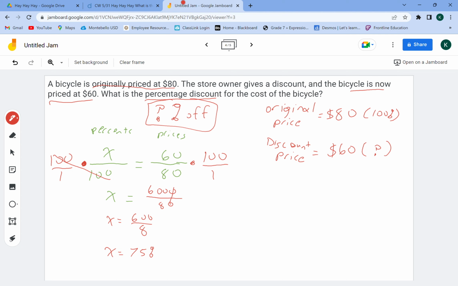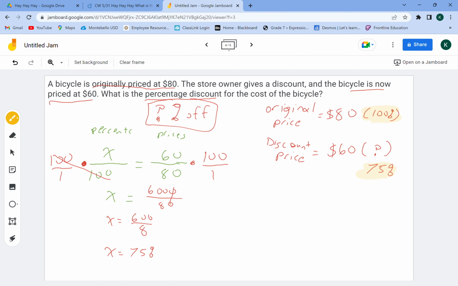So this represents here is 75%. But if you take a look at the question, it's asking what is the percent discount? That means how much did they take off? So notice that you went from 100 to 75. You could see the highlighted part there.